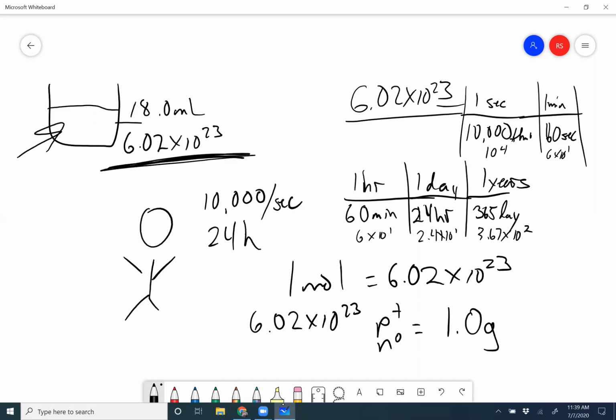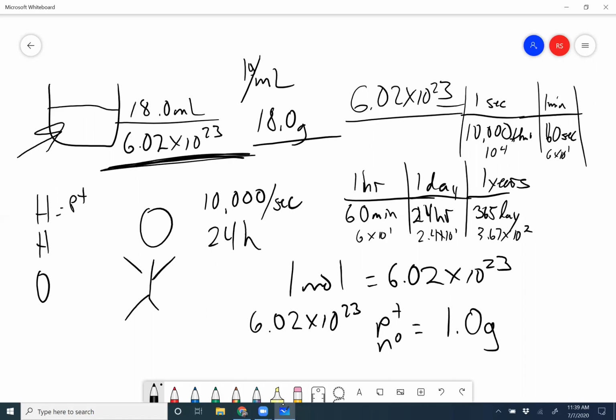So 18 milliliters of water. The density of water is 1 gram per milliliter, so that means we have 18 grams of water. Water is H2O. So that's 1 proton, and then 8 protons and 8 neutrons. That gives us a total AMU of 1, 2, and then 10, and then 18 protons and neutrons. So we have 18 grams.